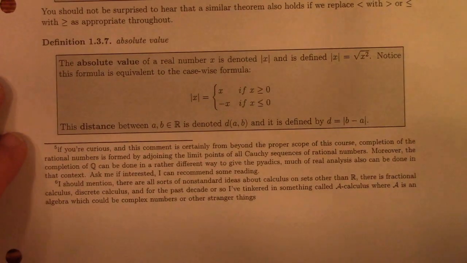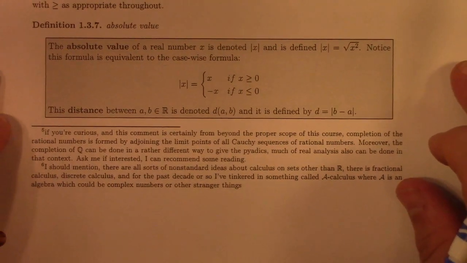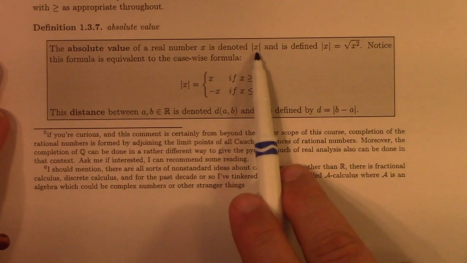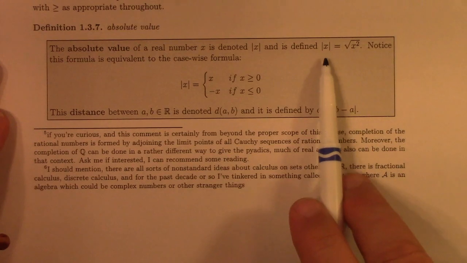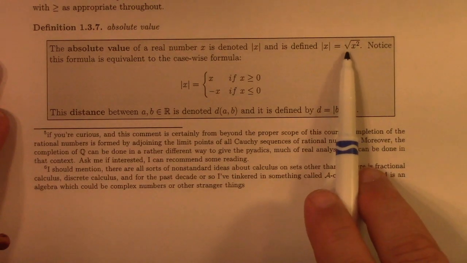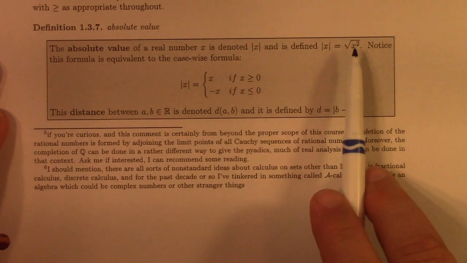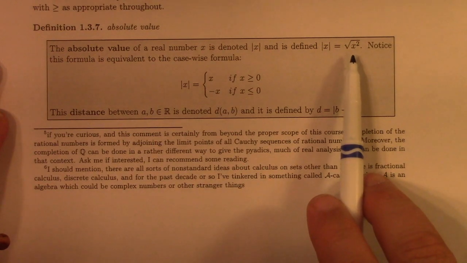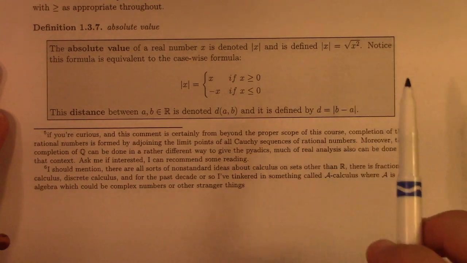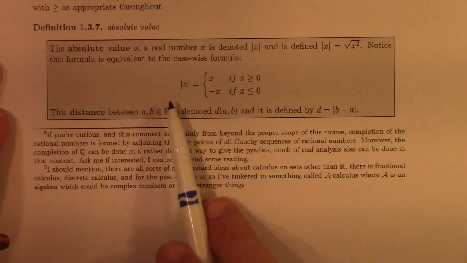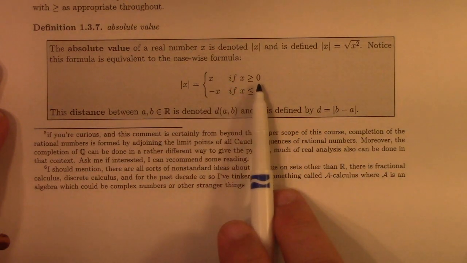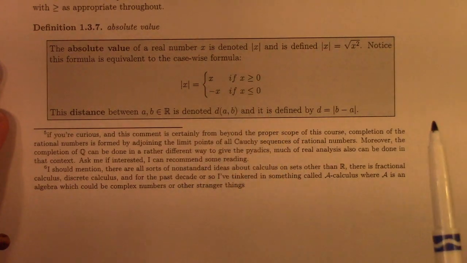Next up here, absolute value. Now, absolute value, I might be telling you something you didn't know. The absolute value of a real number is denoted by this bar, |x|, and it's defined by the square root of x squared. Notice that the square root for us is the positive root. So by definition, this is non-negative. The square root of 0 is 0, and the square root of a number squared is the square root of a positive number, so that's always real. In particular, this is the same as the following case-wise formula. The absolute value of x is x if x is greater than or equal to 0, and it's minus x if x is less than or equal to 0.